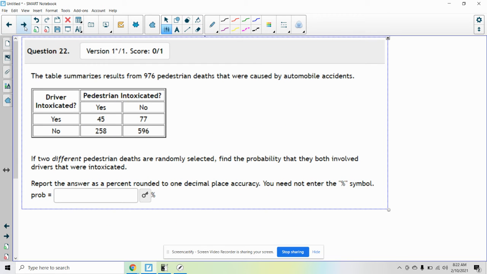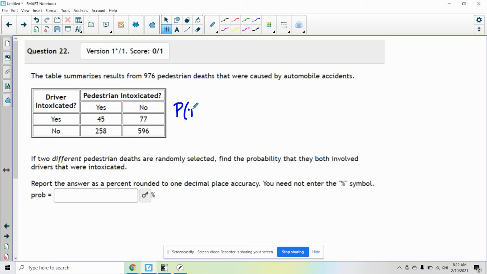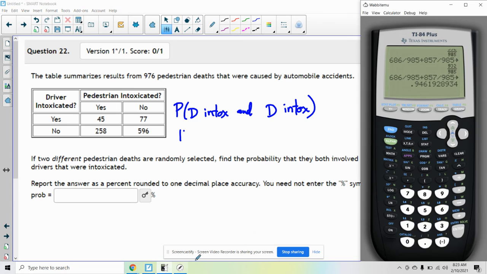Okay, the last one says if two different pedestrian deaths are randomly selected, find the probability that they both involved drivers who were intoxicated. So it says, all right, they both involve intoxicated drivers. So probability of driver intox and driver intox. So what's the probability the first driver was intoxicated? So here's the drivers. So it's going to be 45 and 77, which is 122. Let's double check that.